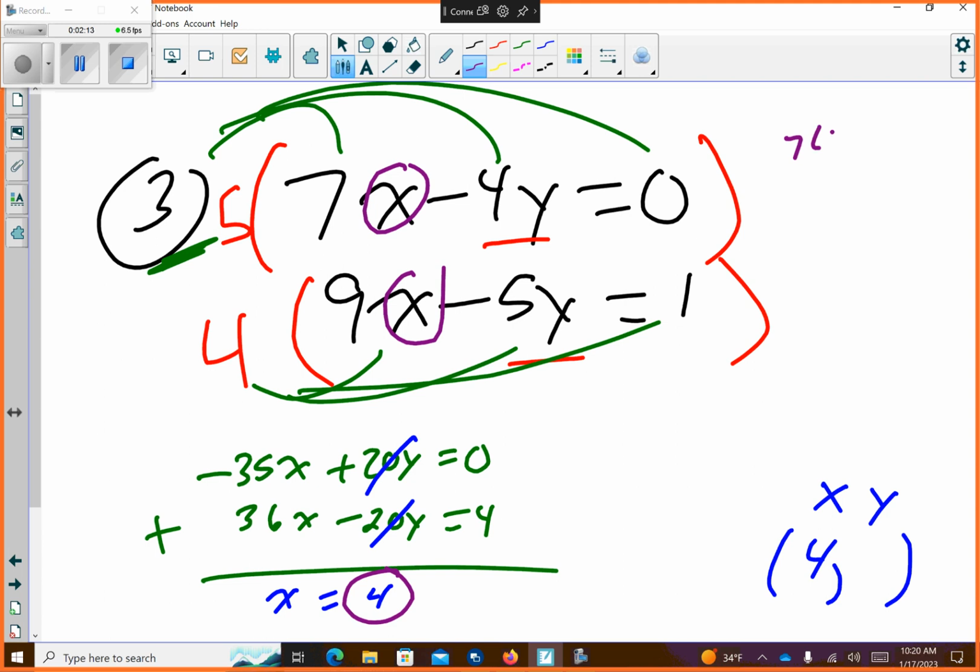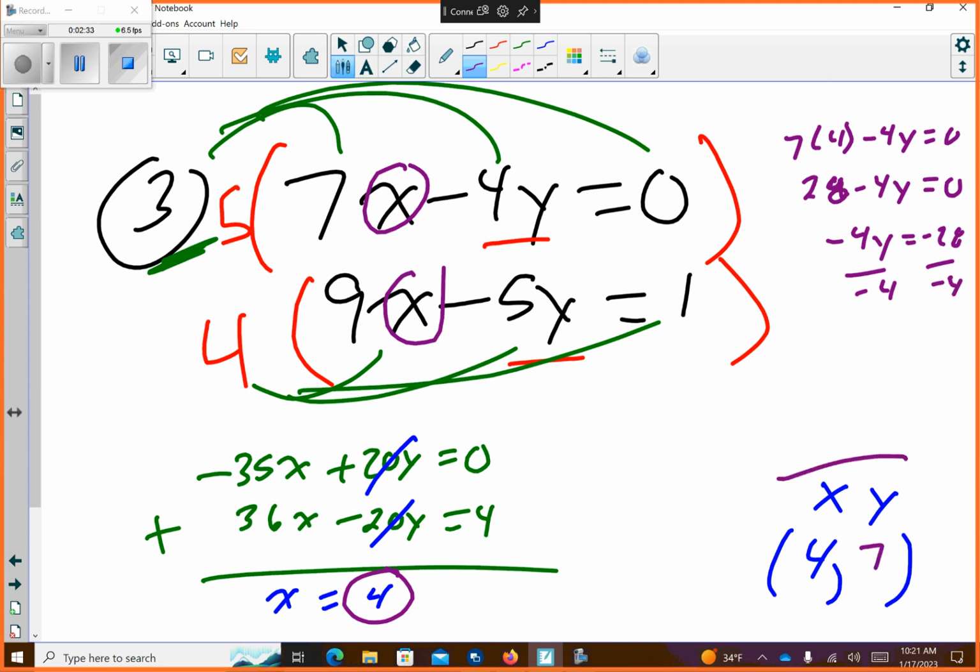So I get 7 times 4 minus 4y equals 0. So that's 28 minus 4y equals 0. Subtract 28 from both sides, and then divide each side by negative 4. So I find I get 7 for an answer.